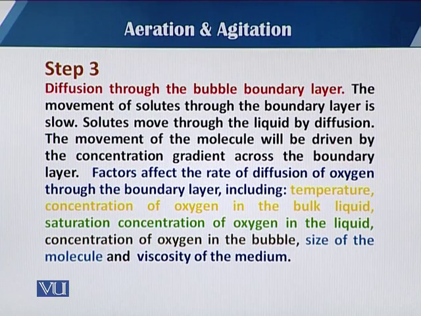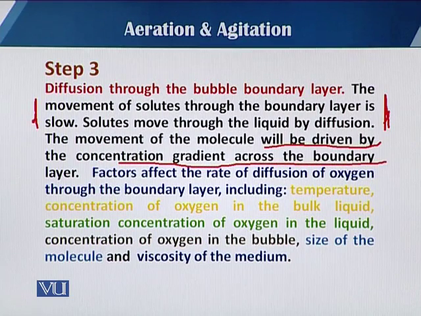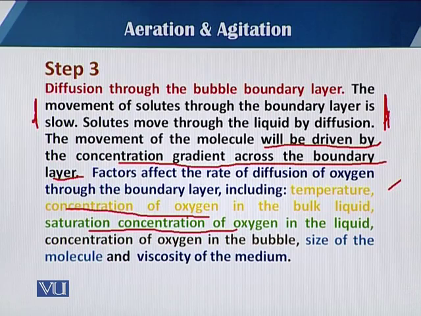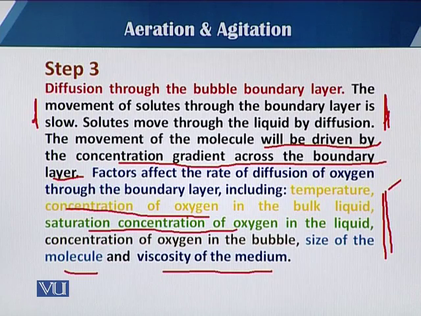In the third step, the diffusion through the bubble boundary layer, the movement of the solute through the boundary layer is very slow. Solute moves through the liquid by diffusion. The movement of the molecules is driven by the concentration gradient across the boundary layer. The factors affecting the rate of diffusion of oxygen through the boundary layer include the temperature, concentration of oxygen in the bulk liquid, saturation concentration in the liquid, concentration of oxygen in the bubble, size of the molecule, and viscosity of the medium. These are the different factors that affect the rate of diffusion of oxygen in the third step.